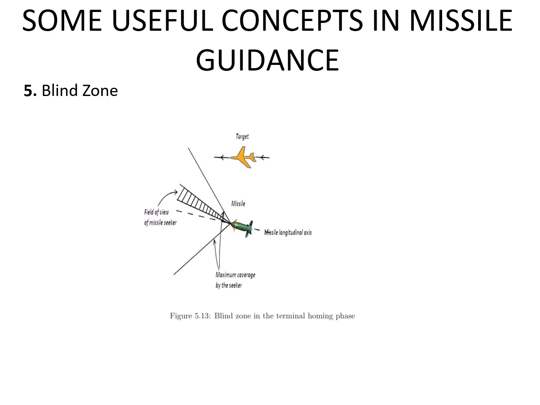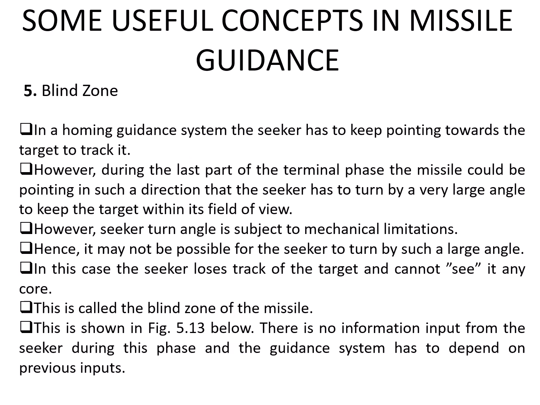Then comes the blind zone. In the homing guidance system, the seeker has to keep pointing towards the target to track it. However, during the last period of time, during the terminal phase, the missile could be pointing in such a direction that the seeker has to turn at a very high angle rate, and during this time the mechanism will not be able to support it due to the mechanical limit, and we cannot see the target. So that is known as the blind zone of the missile.